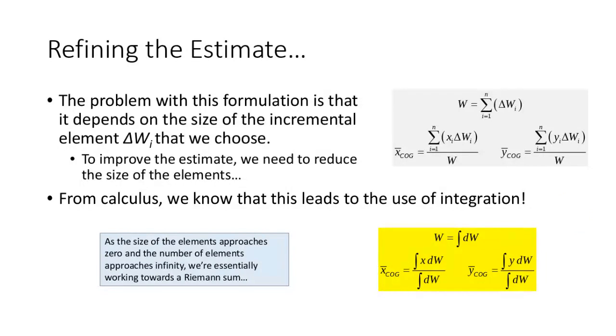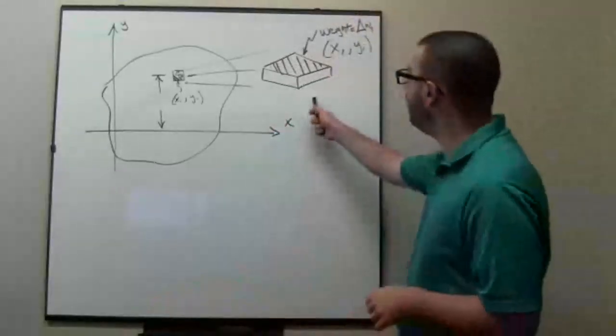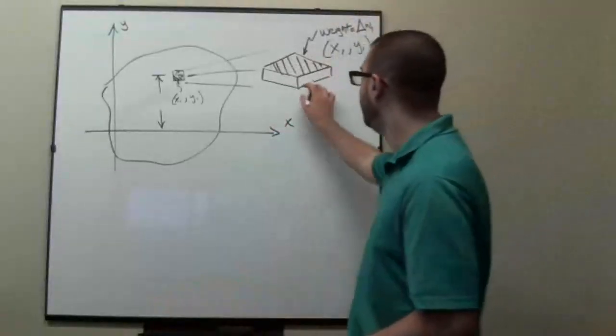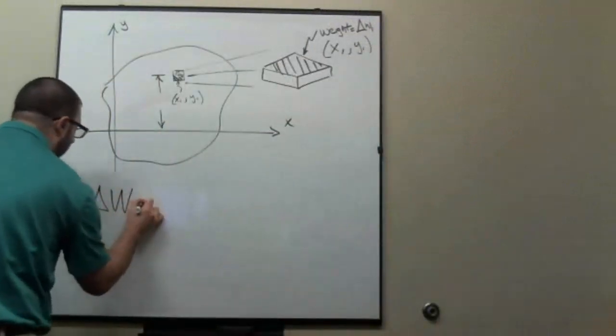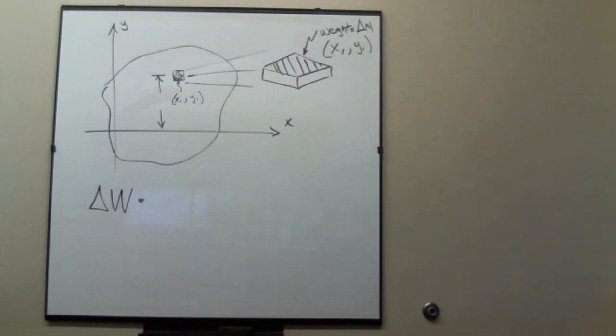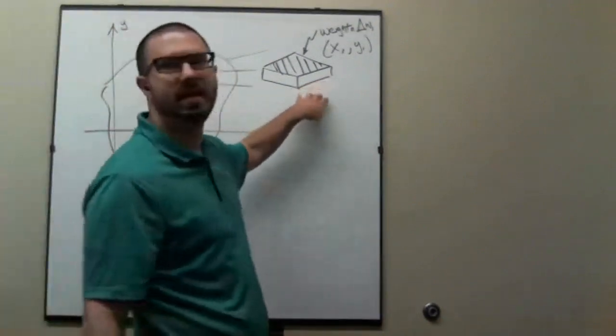Now, I want to go back to this thing here on the board because I want to make a point on something. So I want to take a look at this little element. I want to talk about delta W. Okay. Now, how would I compute the weight of this element?